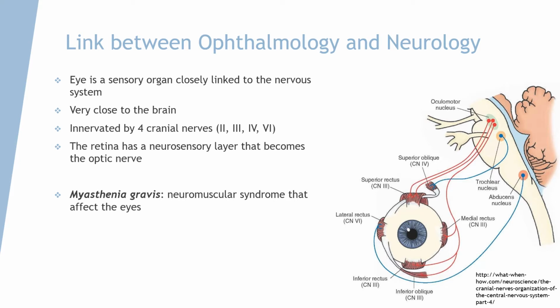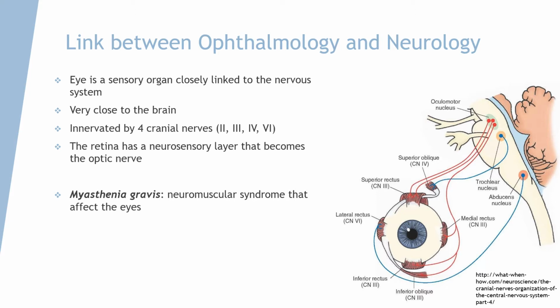as well. And the eye is innervated by 4 cranial nerves out of 12. 2 is for detecting light, and 3, 4, and 6 are responsible for the motility of the eye. The retina itself has a neurosensory layer that becomes the optic nerve as it exits the eye.